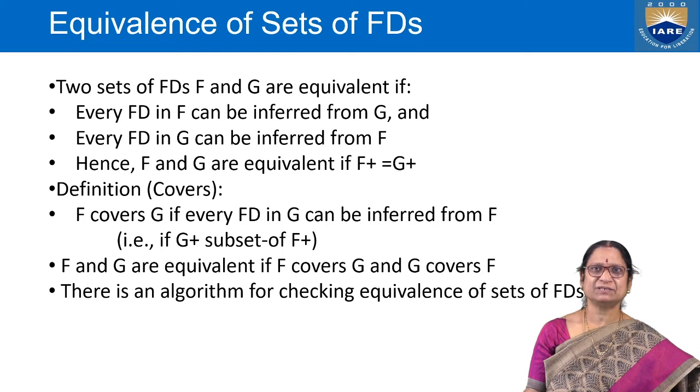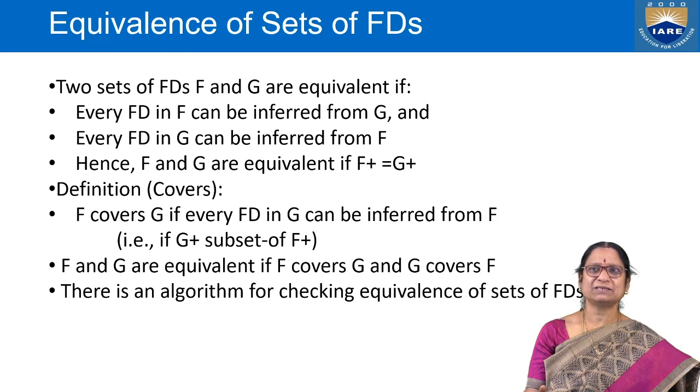Equivalent sets of FDs means two sets of FDs, F and G, are equivalent if every FD in F can be inferred from G. Inferred, it need not be equal. It can be inferred by using our Armstrong axioms or inference rules. So every FD in G can be inferred from F, and every FD in F can be inferred from G.